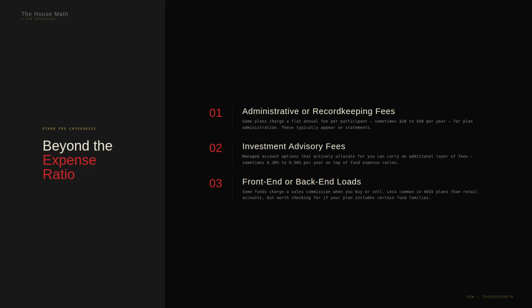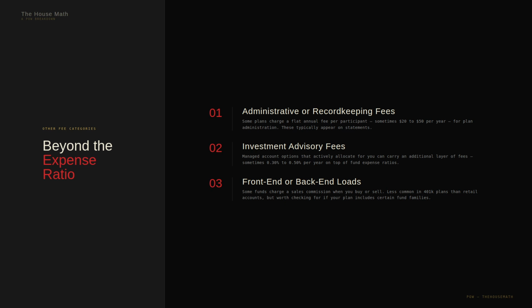Administrative or record-keeping fees. Some plans charge a flat annual fee per participant, sometimes $20 to $50 per year, to cover plan administration costs. These show up on your statements and are relatively transparent.